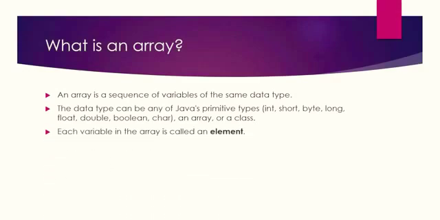Each variable in this array, we will call an element, and each element will have an index, just like what we had with strings. The first character in our string was at index 0, or location 0. Same thing with our arrays. The first element in our array will be at location 0, and we also have a length for that array. So the last element in our array will be at location length minus 1.